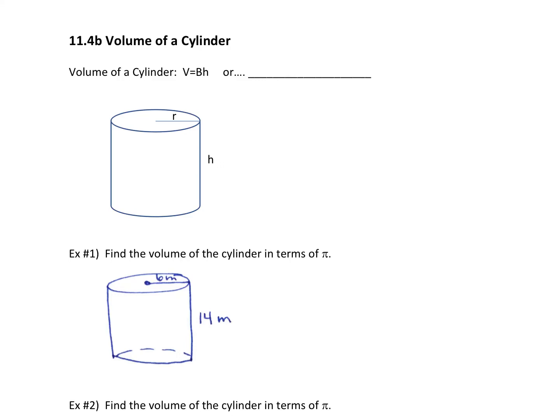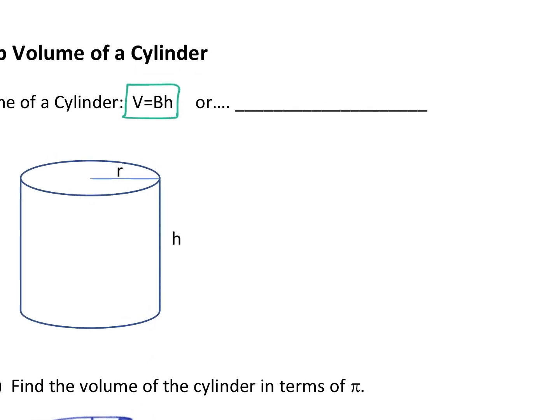A circle, right? We love circles. What shows up with circles? Pi. So that's really the only difference. The formula is the same, right? Volume equals the area of the base times the height.